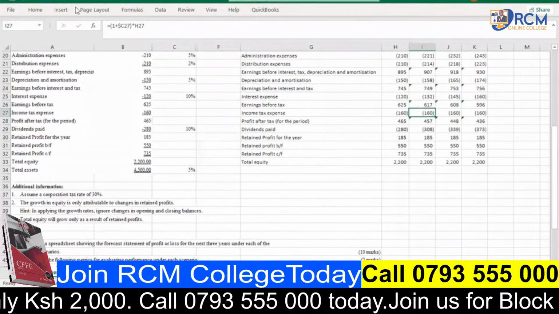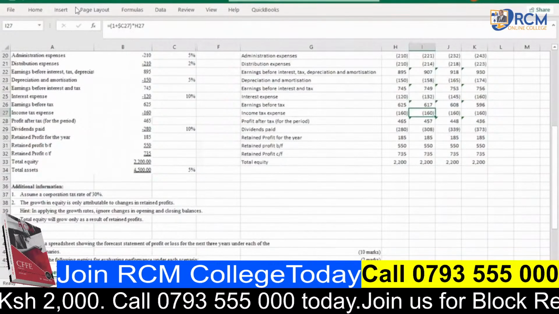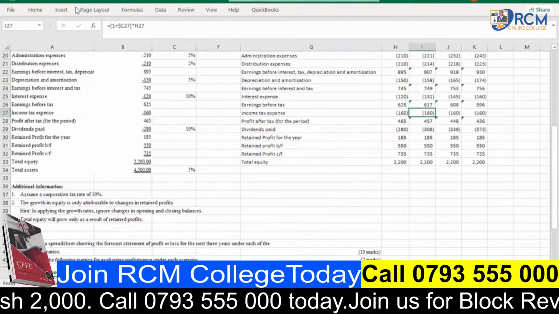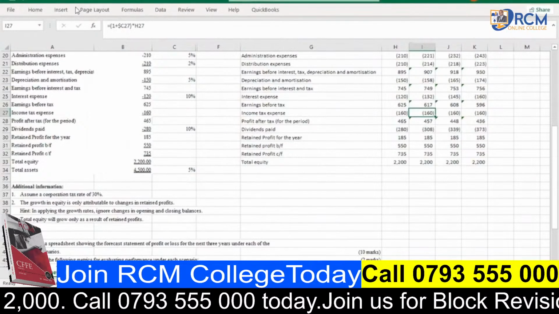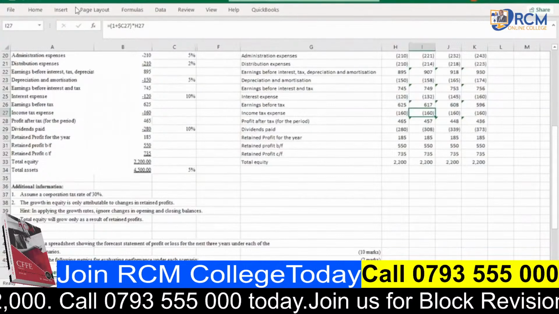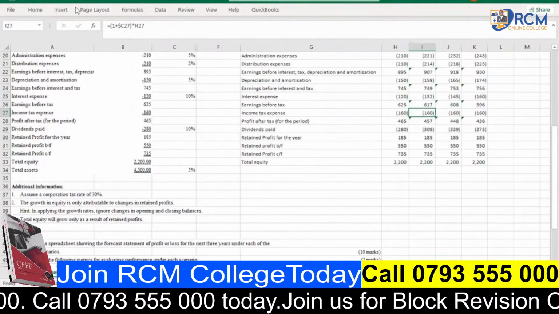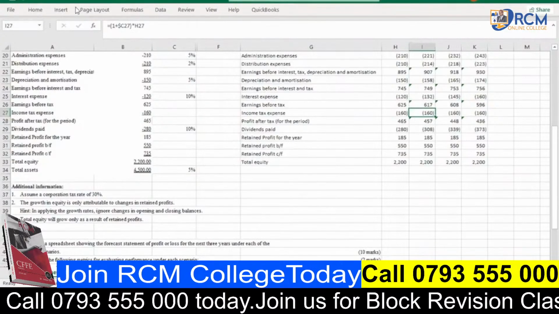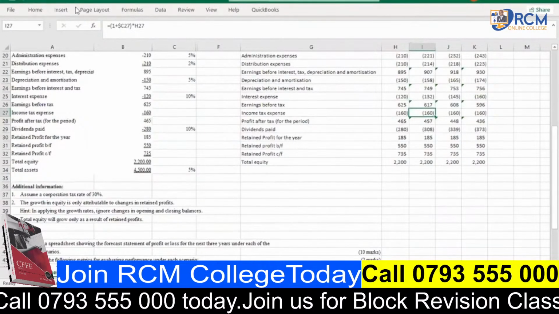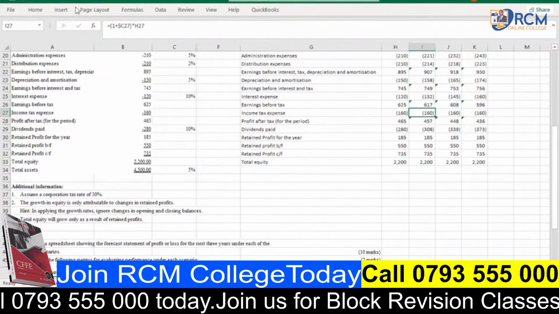Sasa watu wameshindwa kupata tax. So hii swali ikiletwa kama assignments itakuwa sawa juu watu watafanya research. If it is given to you as an assignment, I think people will do a lot of research and you'll get the correct answer.